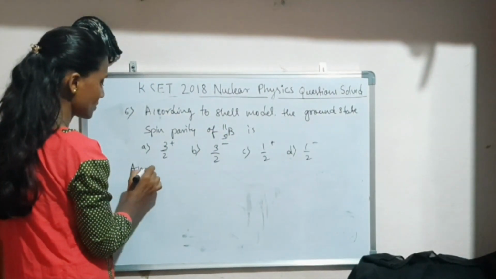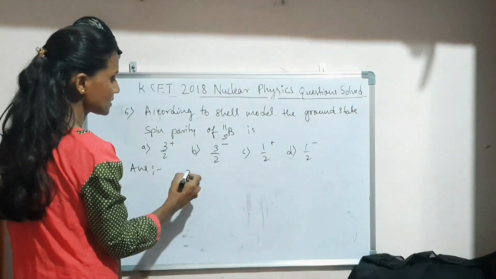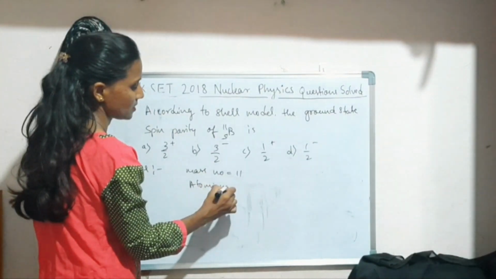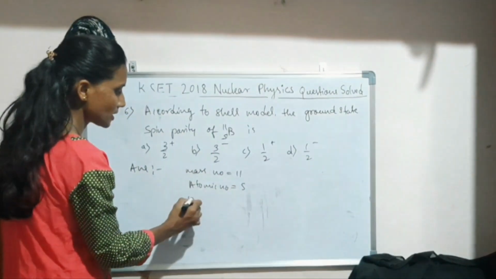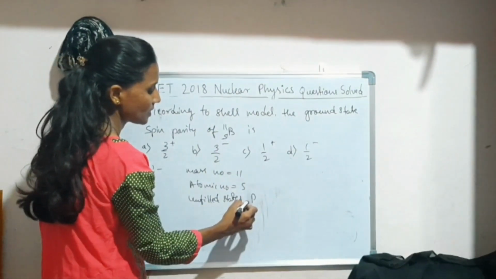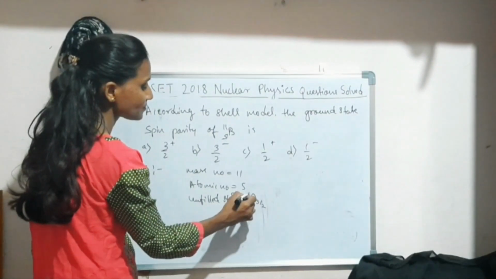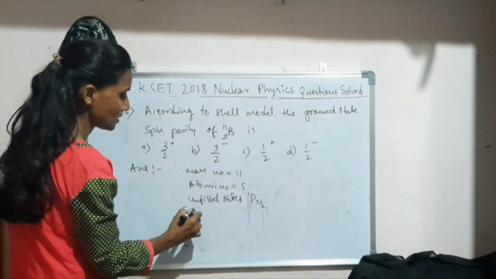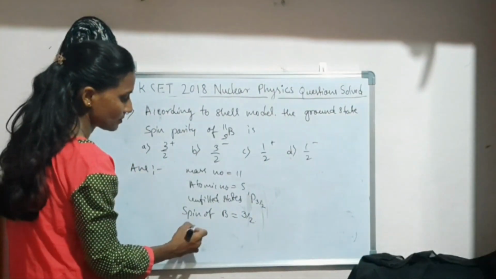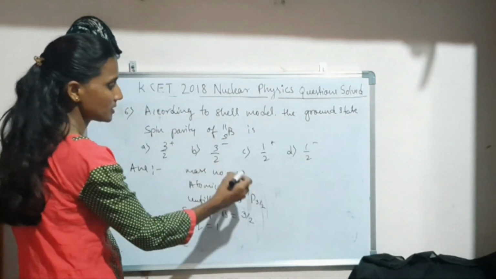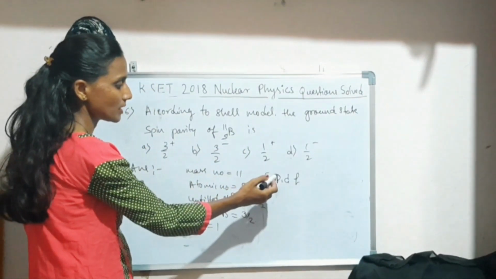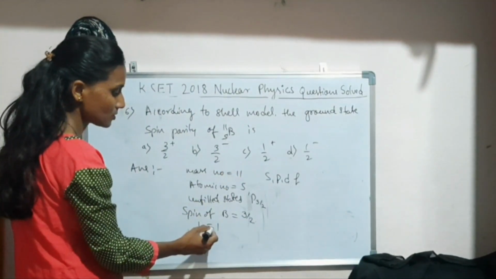The question: the spin parity of boron is. So here in the question they have given boron that has mass number equal to 11, atomic number equal to 5. So the unfilled state for this boron is given by P 3/2. Then spin of this boron is given by 3/2 and the value of angular momentum is 1. That is, if you take the SPDF shell, there are 5 protons, so one of them will exist in the P shell, so L is equal to 1.